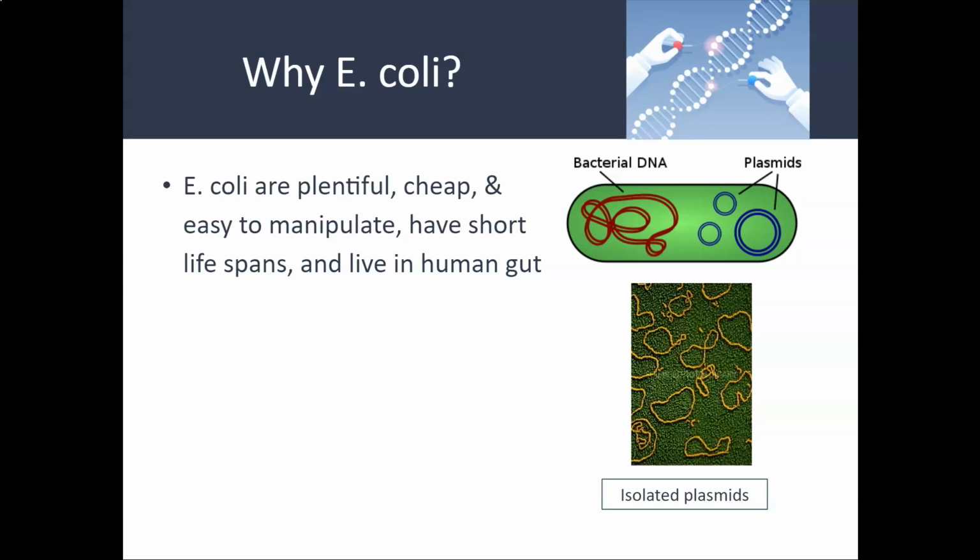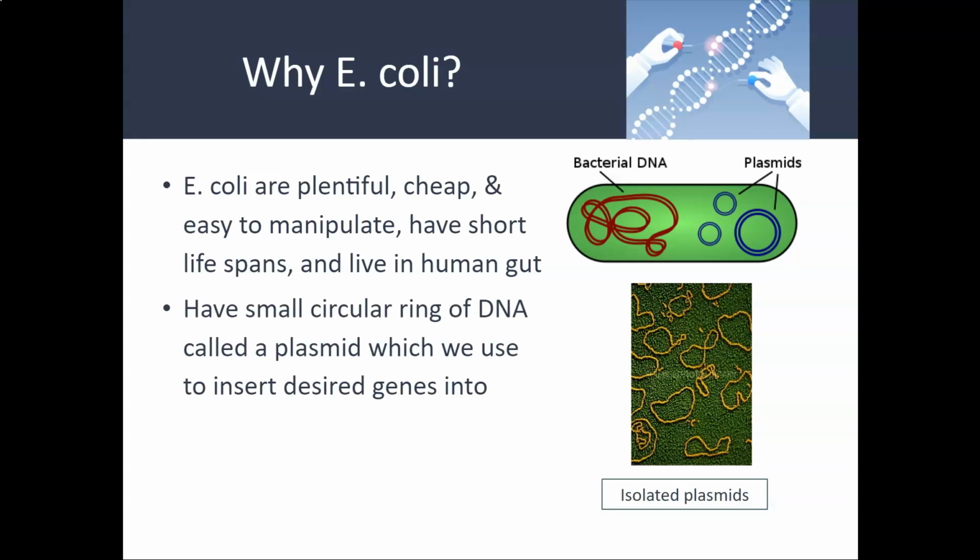So why do we use E. coli? Well, it's really interesting. E. coli, like I said, isn't harmful to you. You have it in your guts, but it's super easy to make because there's lots and lots of it. It's cheap and it's really easy to manipulate. It also has a really short lifespan, meaning that you don't have to wait a really long time for it to replicate. So they have small circular rings of DNA, like I said earlier, that are called plasmids, which we use to insert our genes into that we want to replicate.